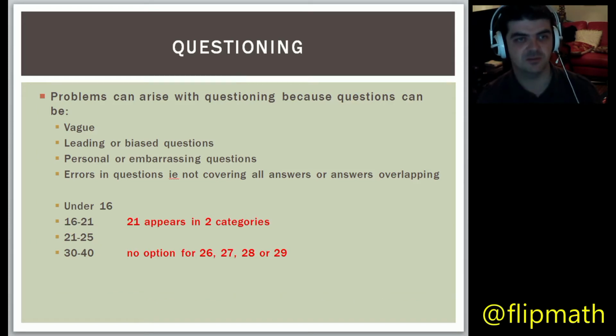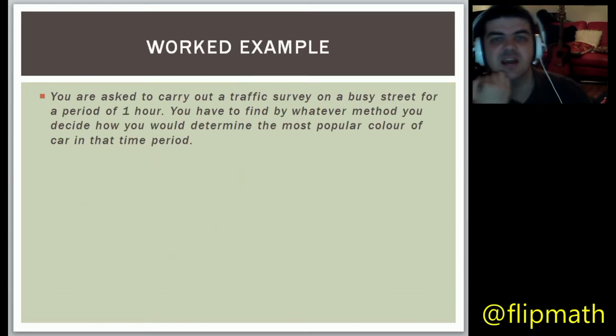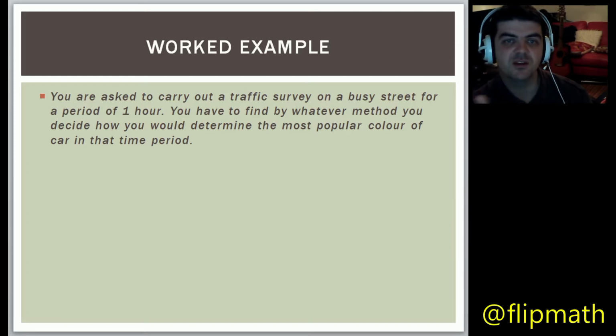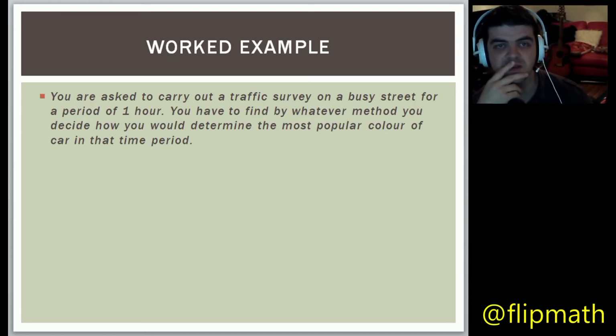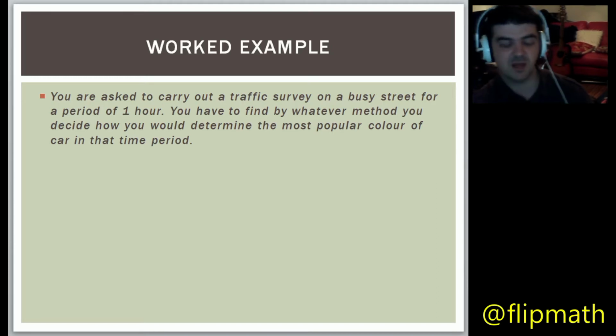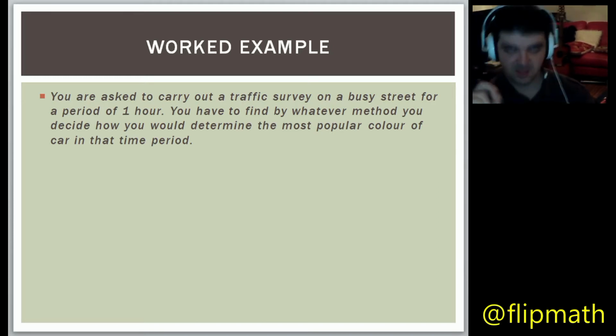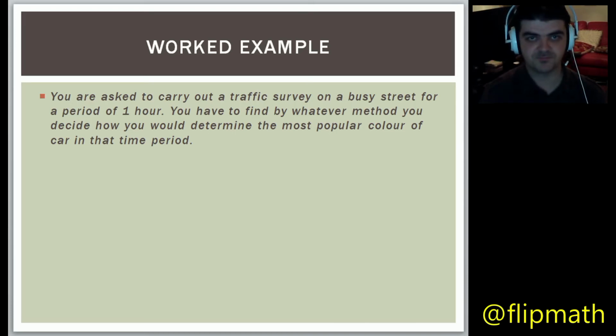Let's do another example. You're asked to carry out a traffic survey in a busy street for a period of 1 hour. You have to find, by whatever method you decide, how you would determine the most popular colour of car in that time period. So what I want you to do is design the data cycle for that again. So how would you ask the question, or how would you determine the most popular colour in that time? You can pause the video, give it a rattle, or keep it rolling, and I'll give you one possible solution.